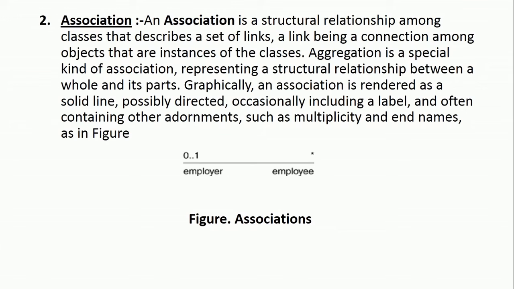Composition implies a relationship where the child cannot exist independent of the parent. Example, house and room. If the house does not exist, the room does not exist separately. Okay, so this is the example of composition. So in this figure, the implied association is shown.